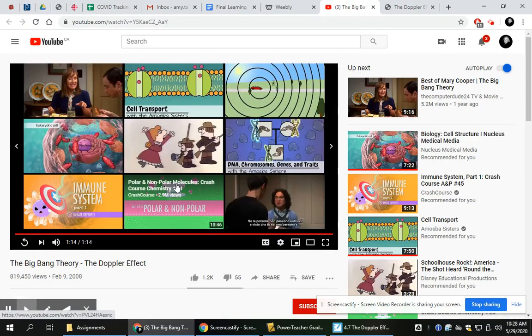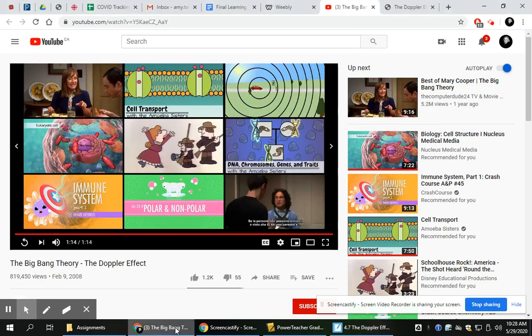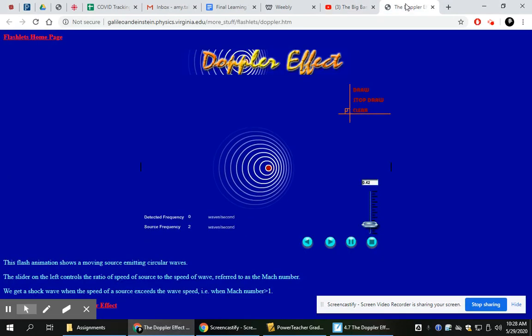All right, so there's Sheldon giving you a brief explanation of the Doppler effect. So the Doppler effect is when the frequency appears to change because something is coming closer to you and the waves get squished together. So I've got a visualization of this. We can see the red dot. Pretend that's you in your car.